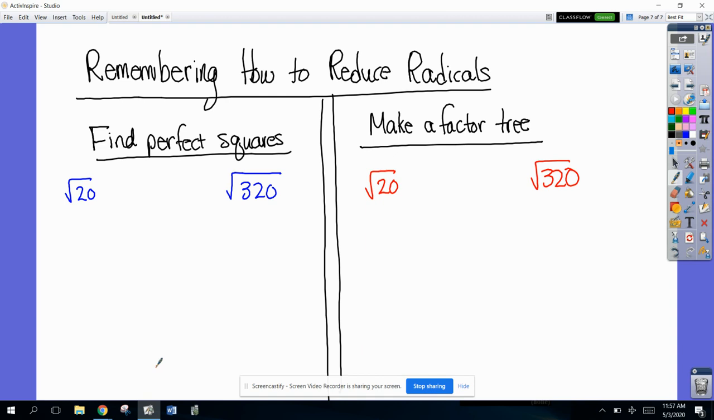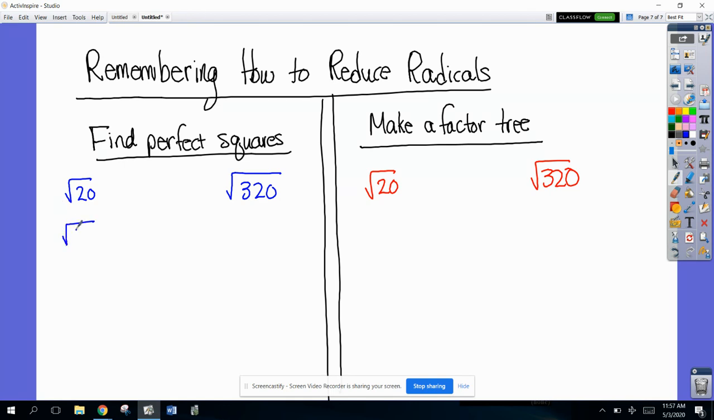Okay, we're gonna remember how to reduce radicals because that's gonna show up in the square root, the quadratic formulas in a minute. There's two different ways to do it. There's finding the perfect squares, which is what I kind of taught the honors kids, and then there's making a factor tree, which is really my favorite way, which I did not teach the honors kids, but sometimes I like it better. So finding perfect squares, if I had the square root of 20, I'm thinking, what number do I know the square root of that gives me 20?